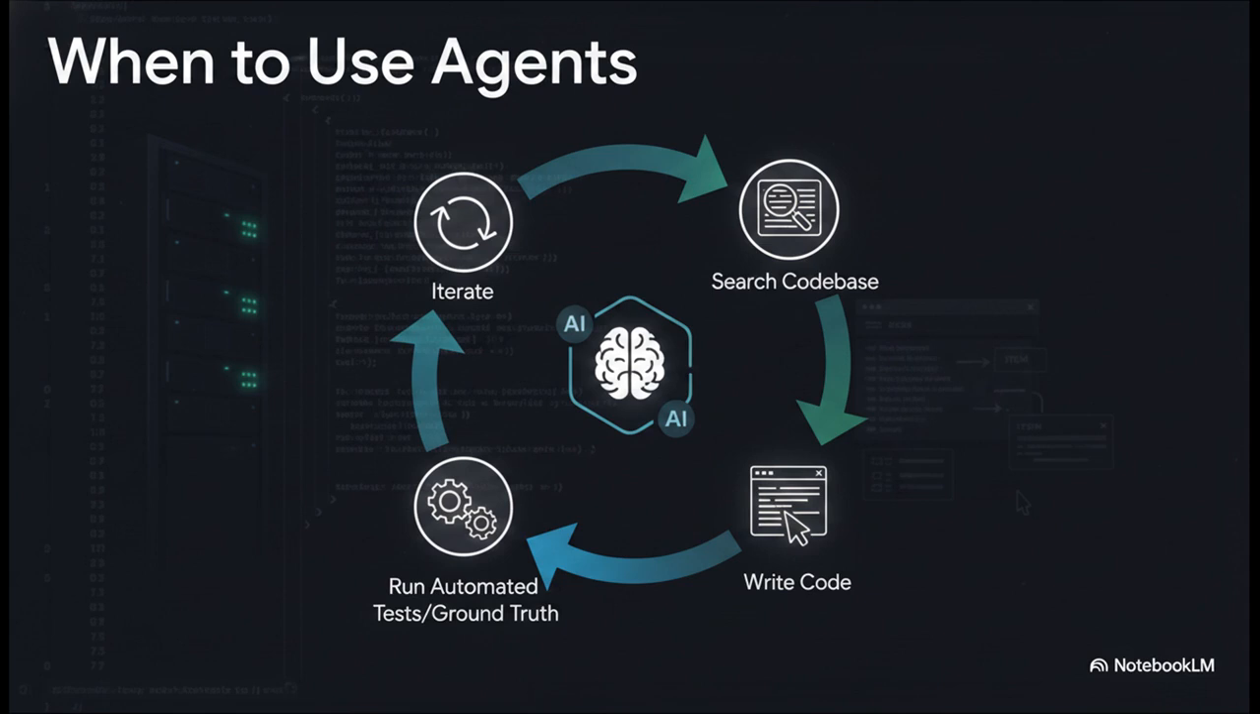It has to independently search the code base, read files, write code, and run automated tests to gather ground truth from its environment, and then iterate based on those test failures. It operates for many, many turns without any human intervention. Use this when you really need to scale problem-solving in trusted environments.